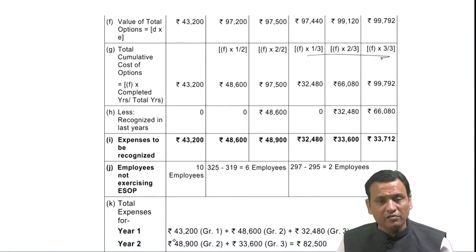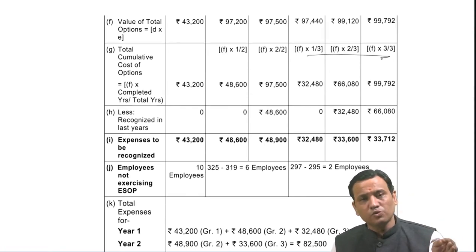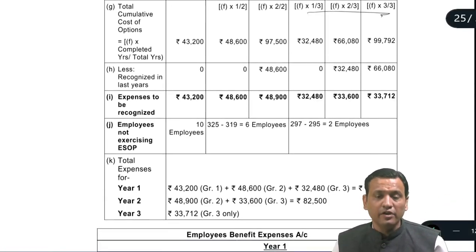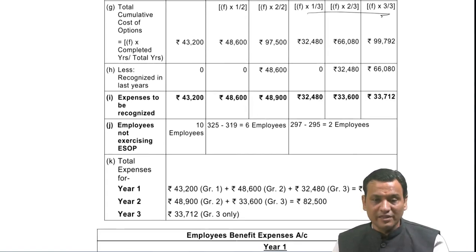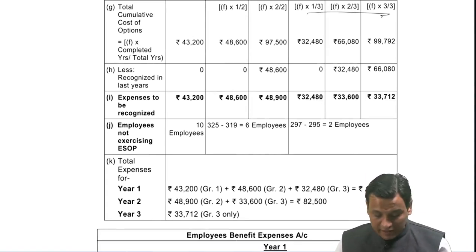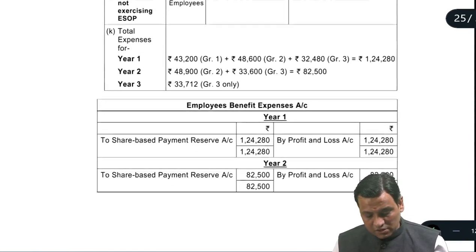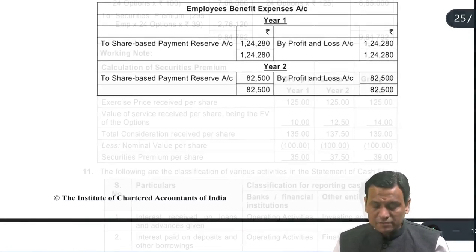What will be in year 1? So in year 1, group 1 expense, group 2 expense and group 3 expense will be there. In year 2, group 2 expense and group 3 will be there. In year 3, only group 3 will be there. So this is just a mathematical part for us.